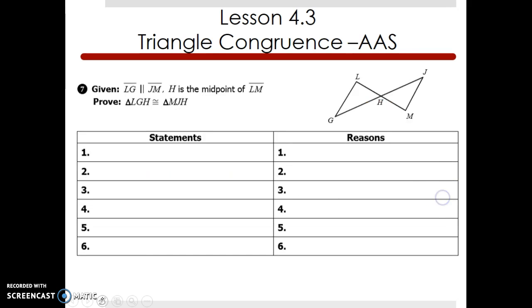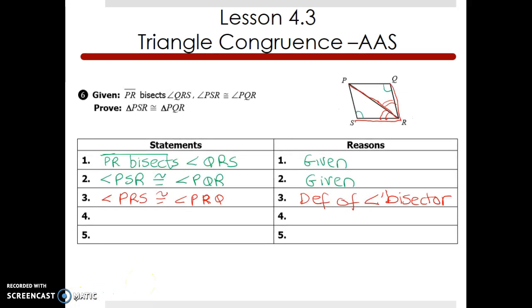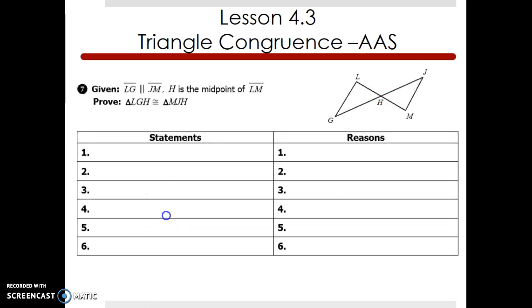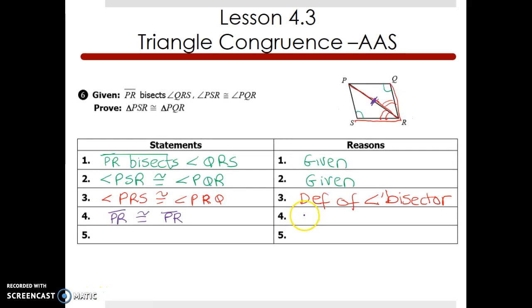So I have my two angles. So I need a side. And looking at the diagram, I see that they both share one side. They share this. So that means PR is congruent to PR because of reflexive.